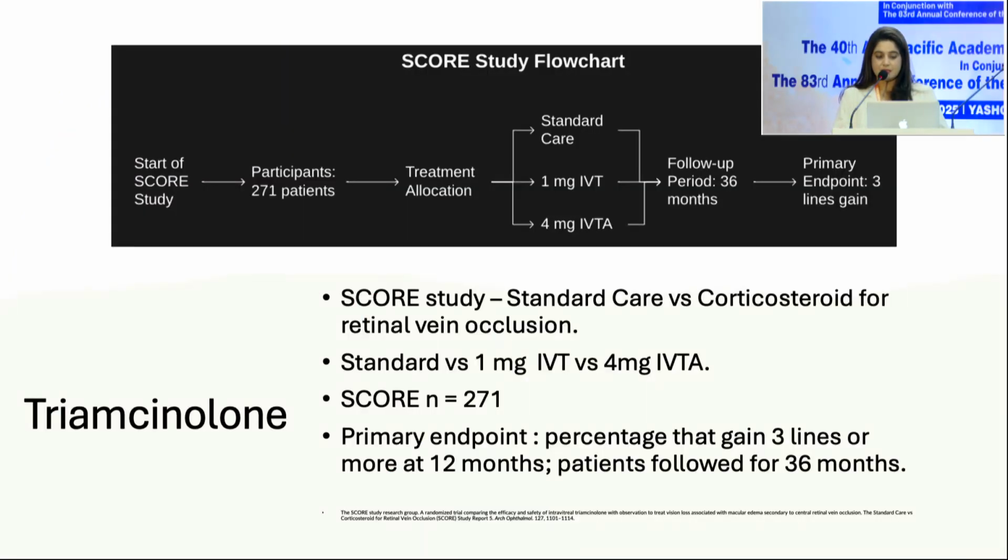Coming to the second study, which is the SCORE study, which was based on triamcinolone. They compared standard care versus corticosteroid for retinal vein occlusion. They took standard care versus 1 mg IVT versus 4 mg IVT. The total number of patients was around 271, and their endpoint was the percentage that gained 3 lines or more at 12 months, and they followed the patients for 36 months.